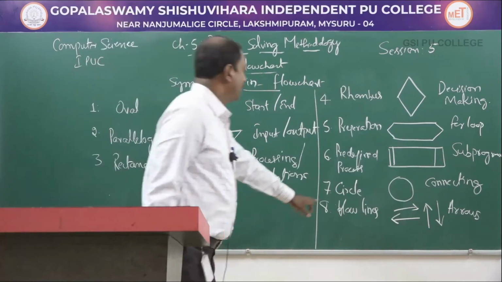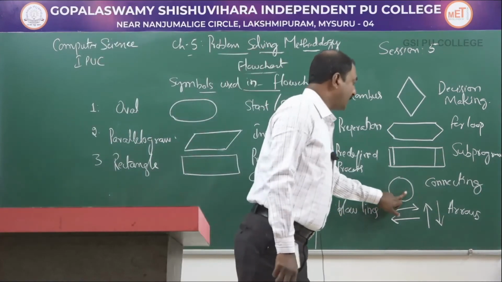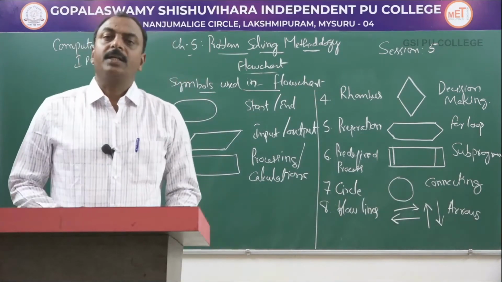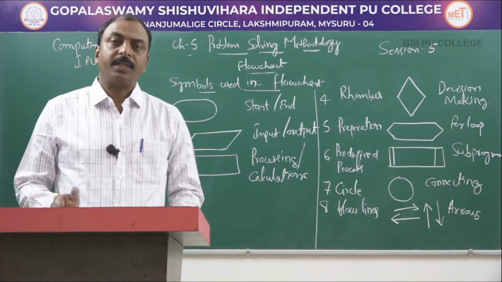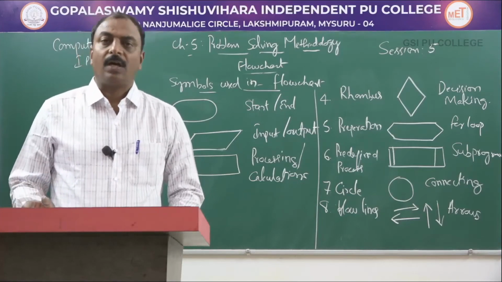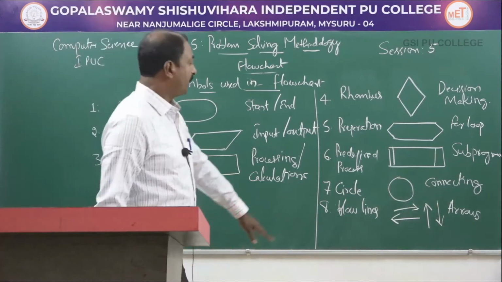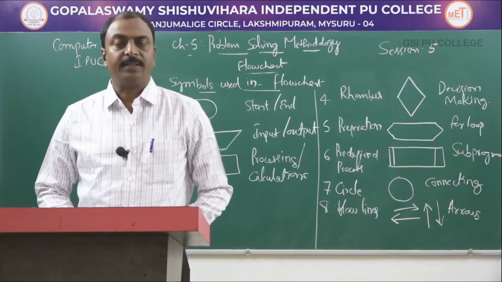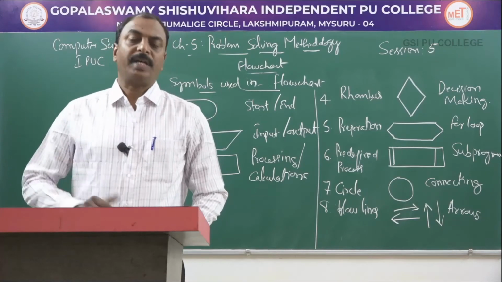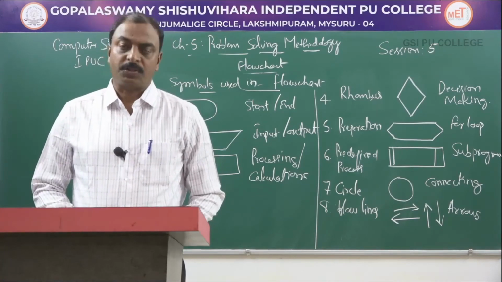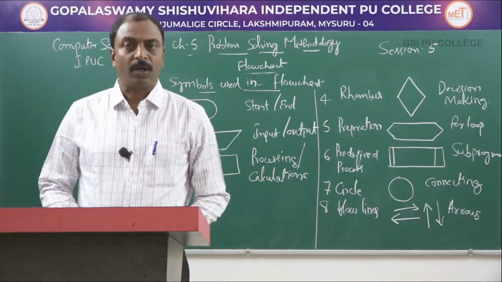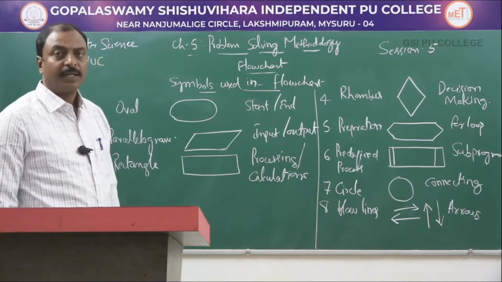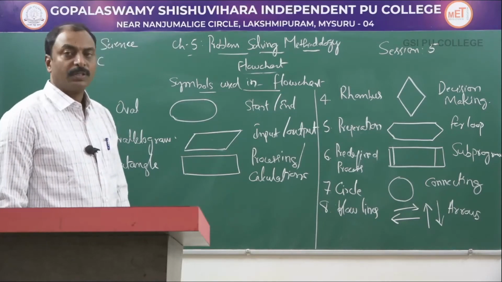The next one is the circle. This circle acts as a connector, used to connect different flowcharts written in two different places, on two different pages. The next one is flow lines. These are arrows. These flow lines are used to connect different steps or the flow of logic within a flowchart. So these are all the different geometrical shapes used while drawing flowcharts.